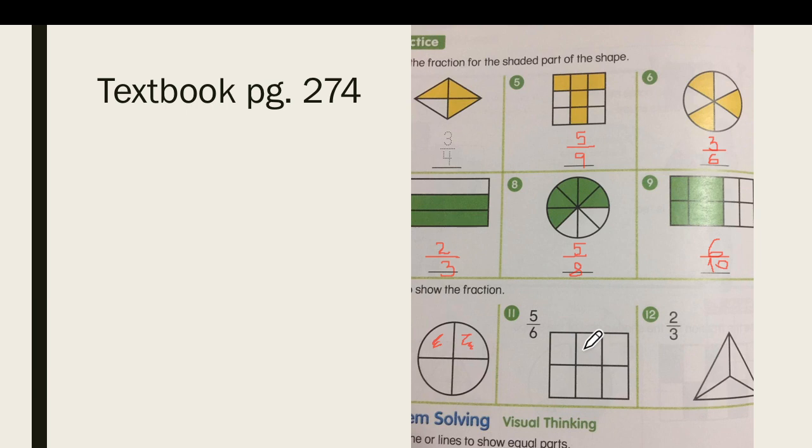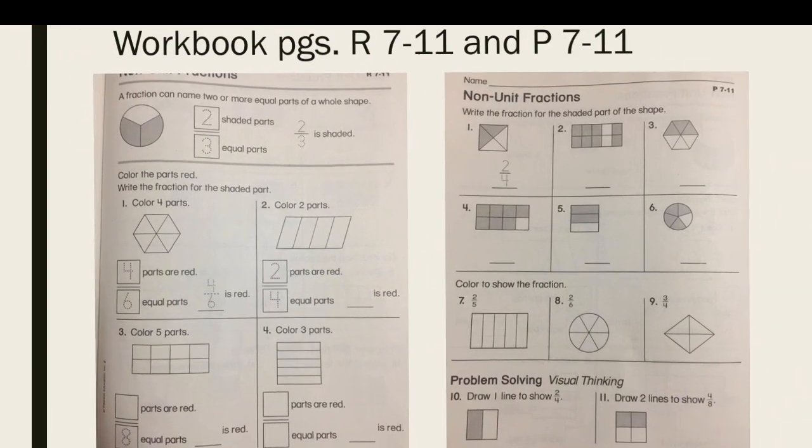5/6 means we have 6 equal parts and we will color 5 of them. 1, 2, 3, 4, and 5. Color it all. The last one, no. That will be 5 only. And last one, 2/3. We have 3 equal parts. We need to color 2. So you can color this shape and this shape. This part and this part. Done. Okay, well done. Let's go to the workbook, please.